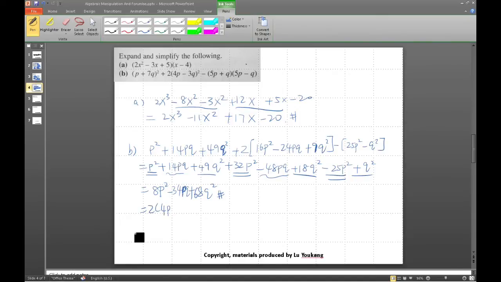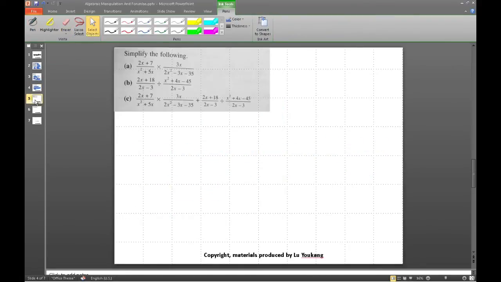Okay, therefore, do you need to factorize it out? Do you need to take out the factor too? No need, because the question here says expand and simplify.